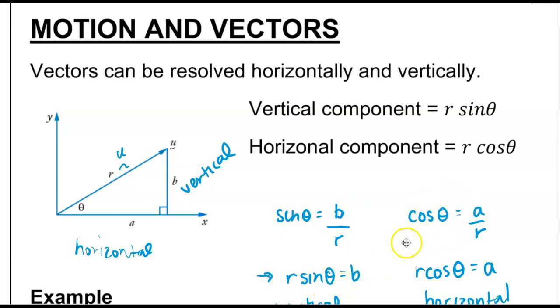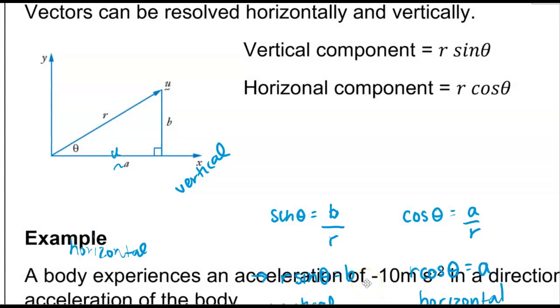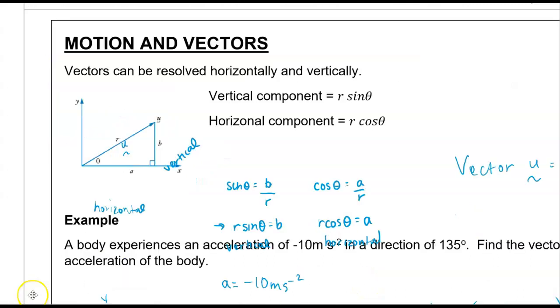Similarly, we can do the same for cos. Cos is adjacent on hypotenuse, so cos of theta is a divided by r. Multiplying by r, I get r cos theta is equal to a. So what we end up with is a component that relates to b and one that relates to a.